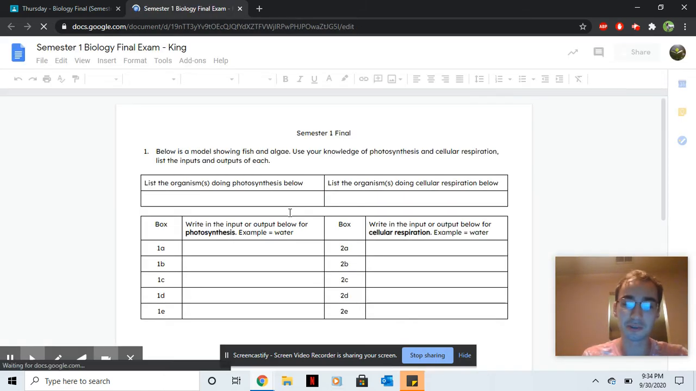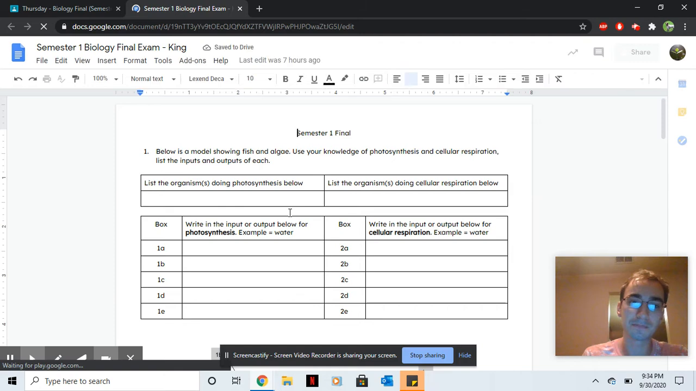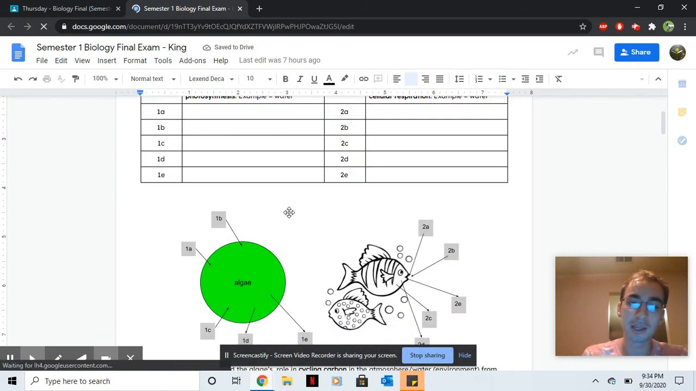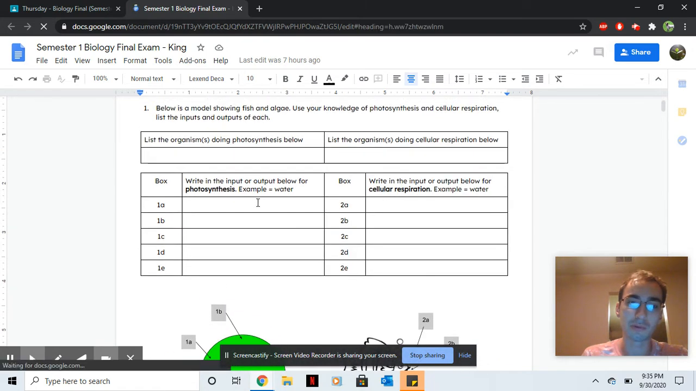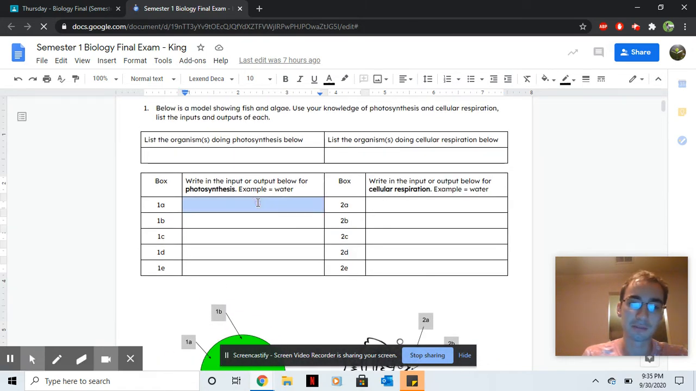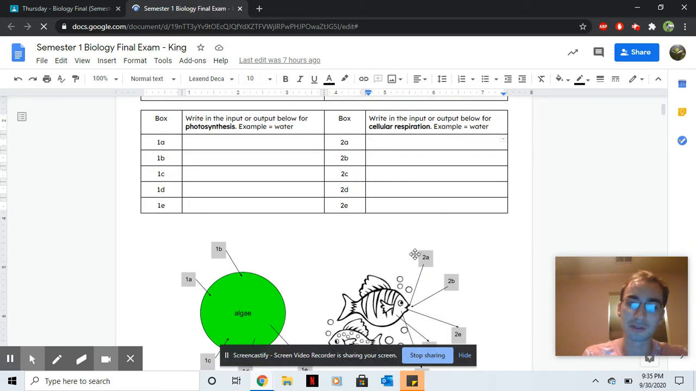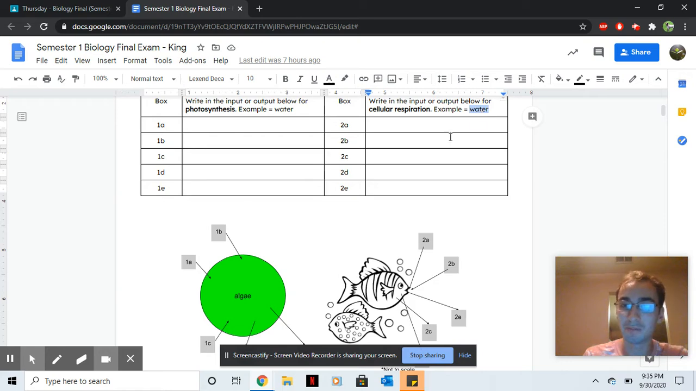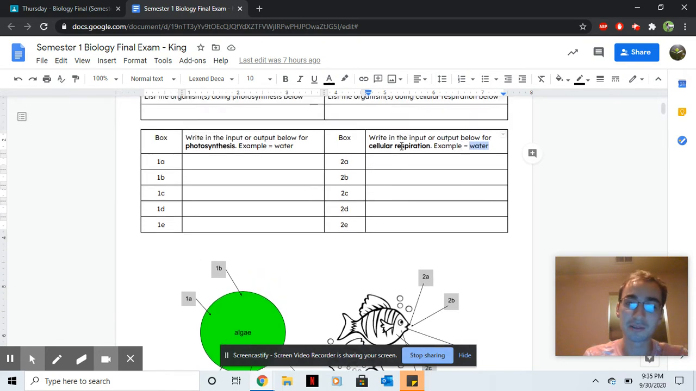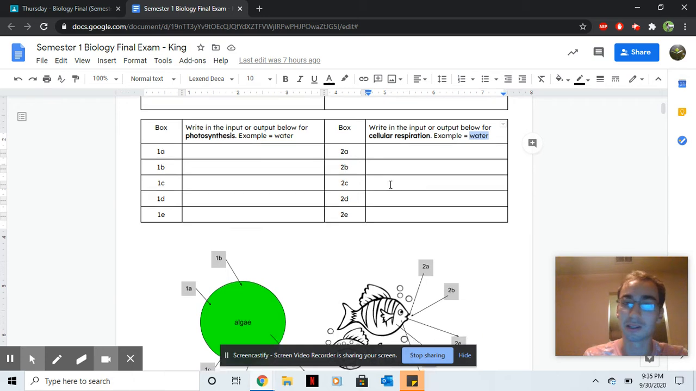So here's the final. It is on a Google Doc. The first question, you have a model showing fish and algae, and you basically figure out what goes into the algae for photosynthesis, what goes into the fish for respiration. So like 2A, you can see it's going in the fish, so what's going in? Make sure you actually be specific and write like water or whatever the input is. Don't just write input, output, like the quiz.